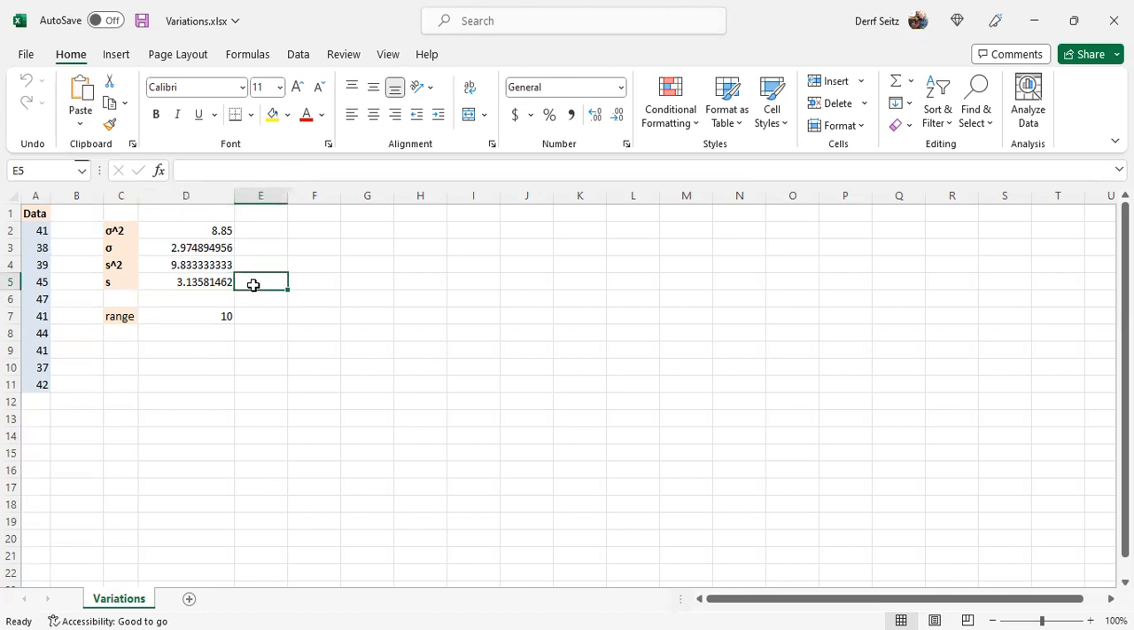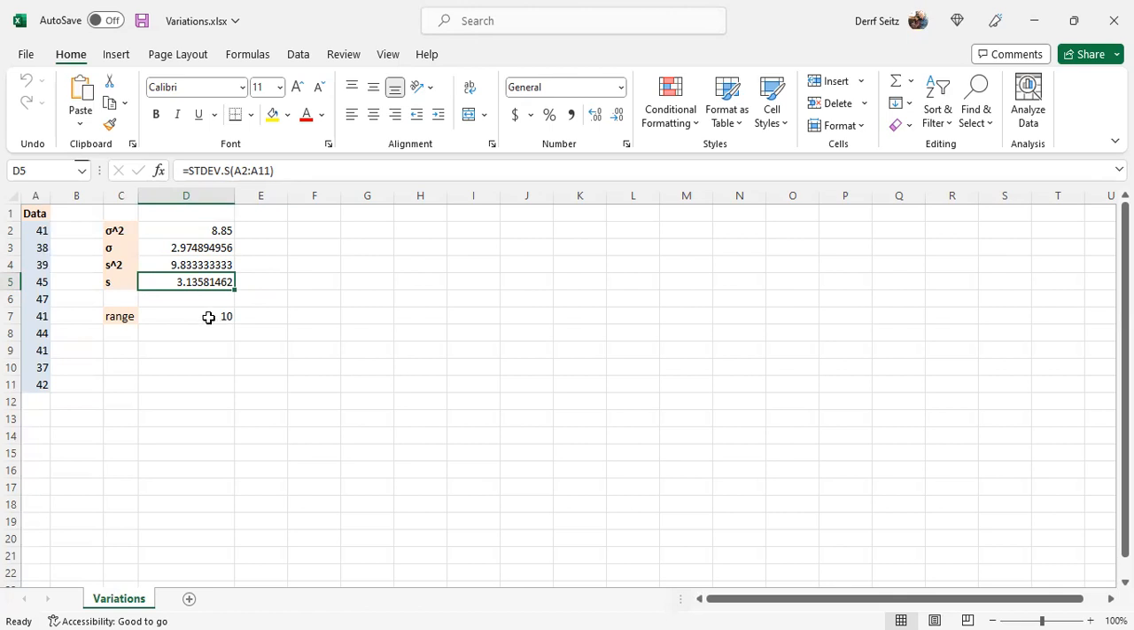All these measures of spread can be quickly calculated using these functions. Going through the details of the formulas is much more involved and error-prone.